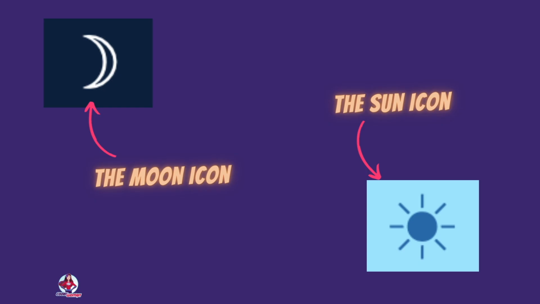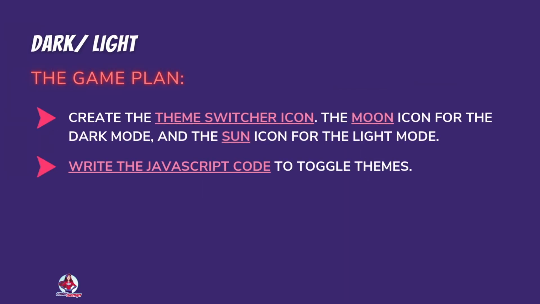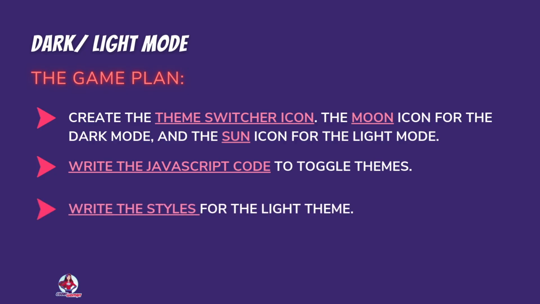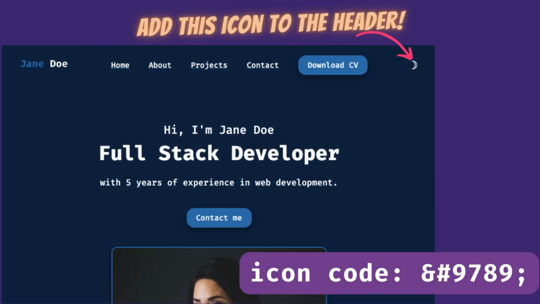We'll add the icons and the theme change function in JavaScript. We'll also need to write more styles for the whole page. We'll have to define how it should look in the light theme and then implement these changes. It's going to be a lot of fun. So let's start by adding the moon icon to the menu.